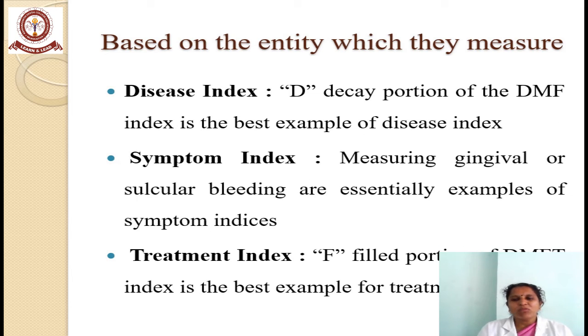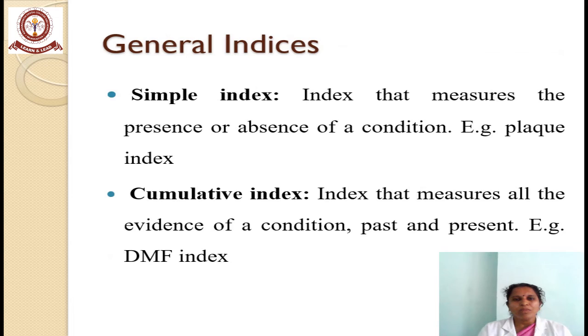And based on the entity measured, if you are measuring the disease status, then it becomes the disease index. If you are measuring the symptoms of the disease which is present, then it becomes symptom index. Suppose for gingivitis, the symptom will be bleeding. So if you are measuring the bleeding condition, then it becomes symptom index. Treatment index is when you measure, with the help of an index, what treatment has been done or what treatment is required for that individual.